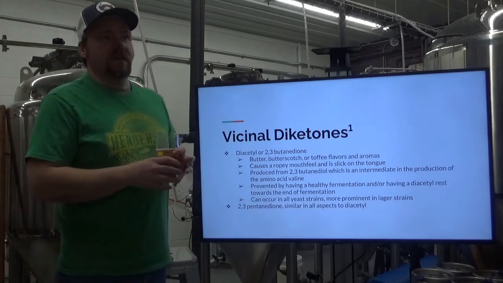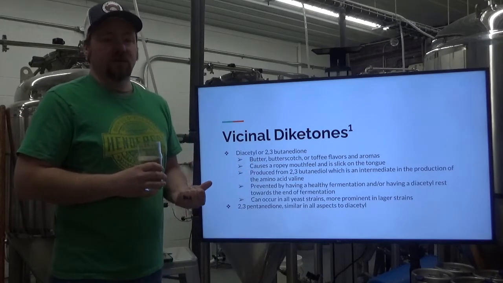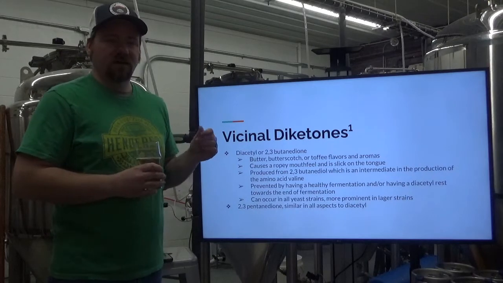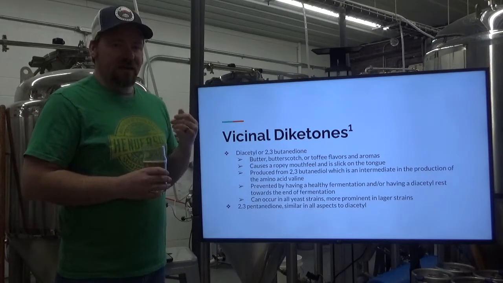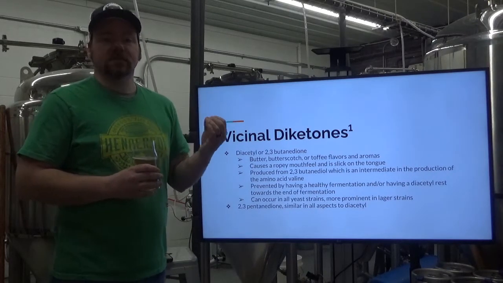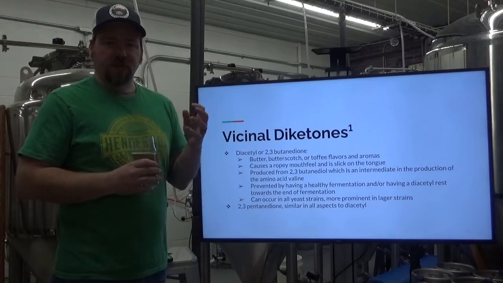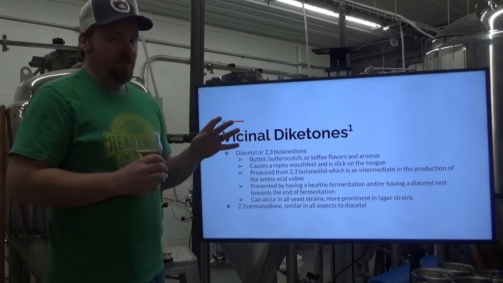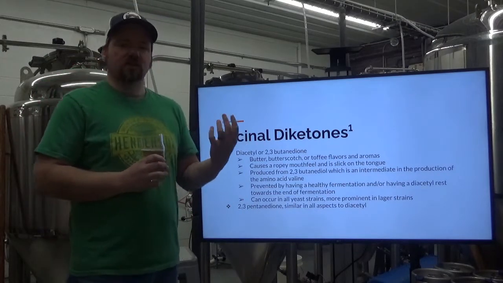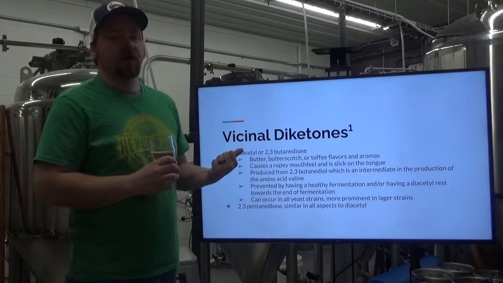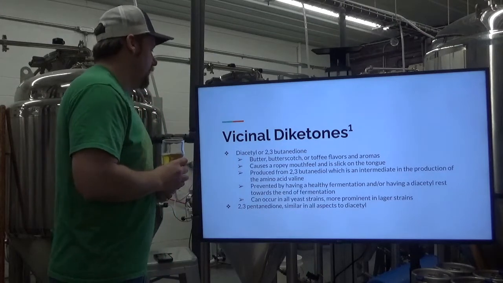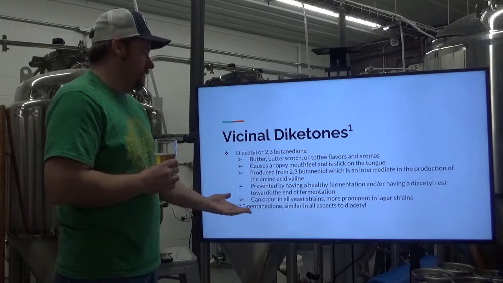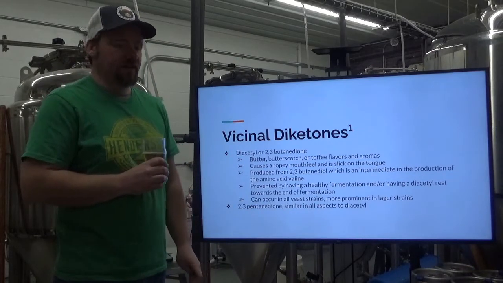And it also can affect mouthfeel, and it can make it feel kind of thick or ropey or slick on the tongue. So if you're tasting a beer and it feels slick, or kind of ropey, kind of mucusy, and it's a gross way to describe it, but it's thick, it's ropey, that's going to be caused from diacetyl. And it's produced from the precursor 2,3-butane-diol, which is an intermediate of production of the amino acid valine.